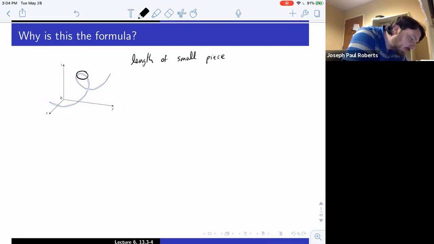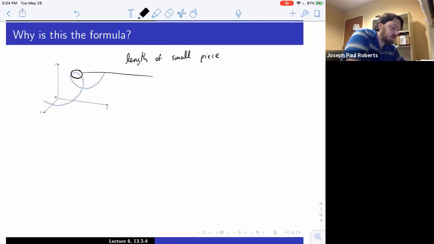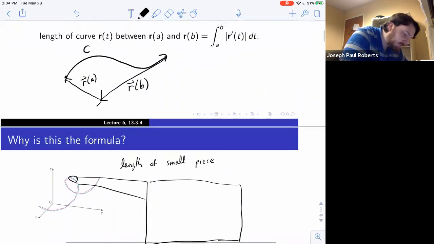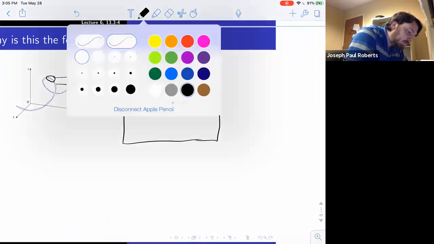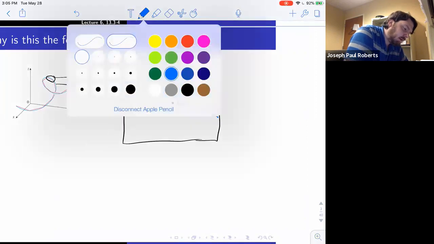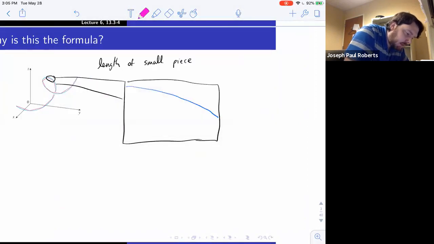Okay, so let's zoom in and look at this small piece right here. So maybe I'll be a little bit more careful as to which piece I'm looking at. So we have this blue thing here, and then this pink line segment like that.